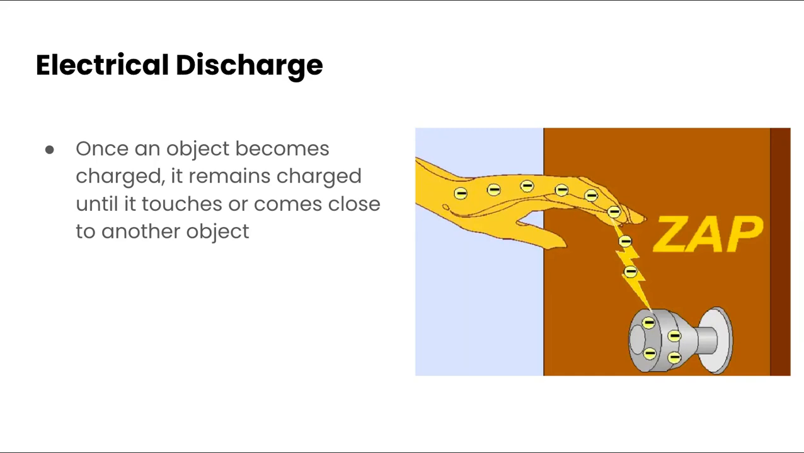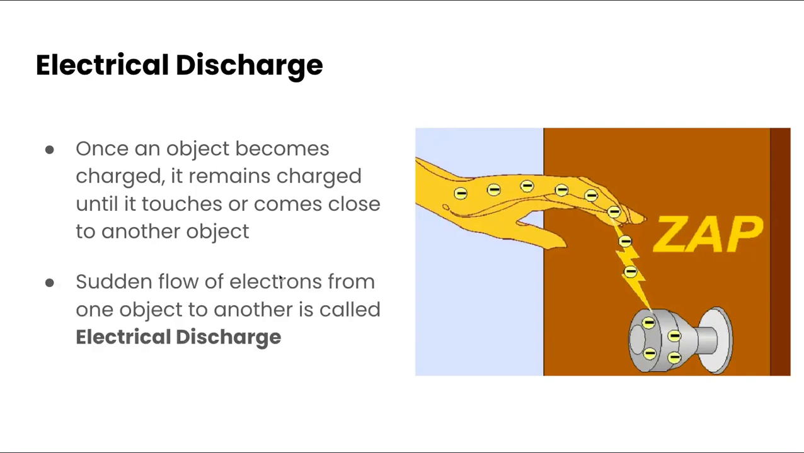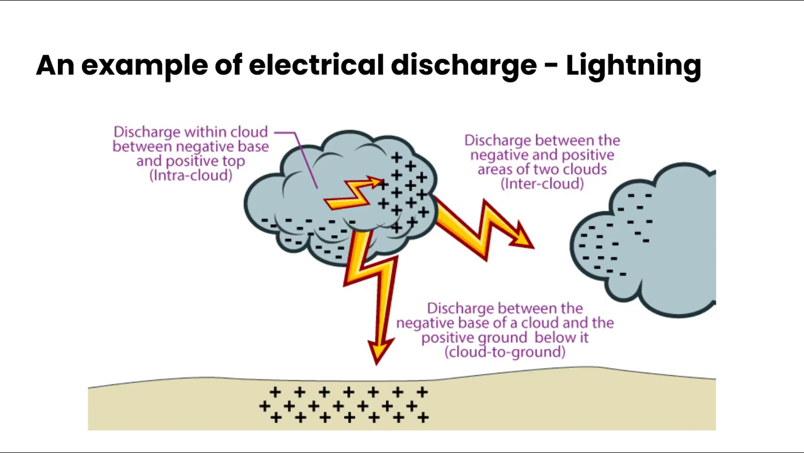Once an object becomes charged, it's going to remain charged until it touches or comes close to another object. And that sudden flow of electrons from one object to another is what we call electrical discharge. In terms of examples, the door handle in your hand is a great example. But one of the best and biggest examples of electrical discharge is lightning.